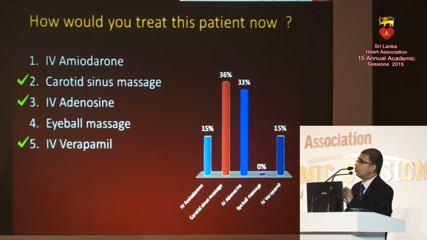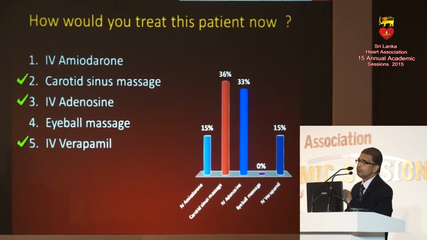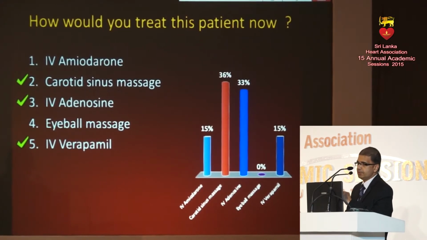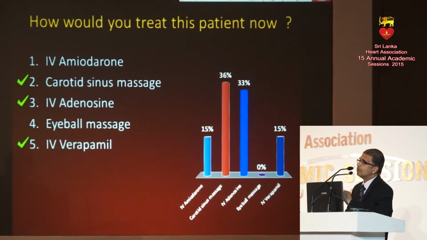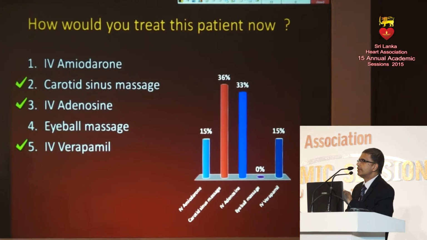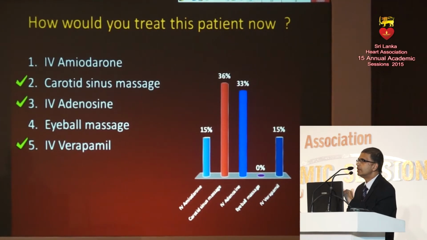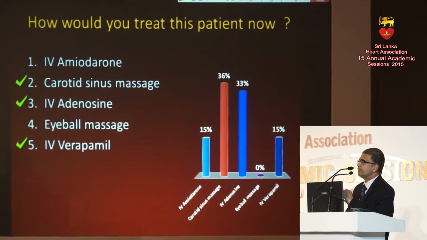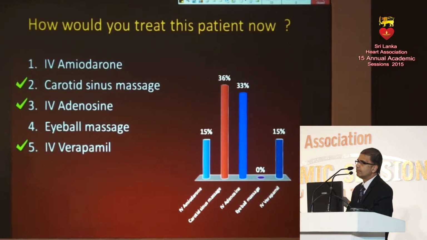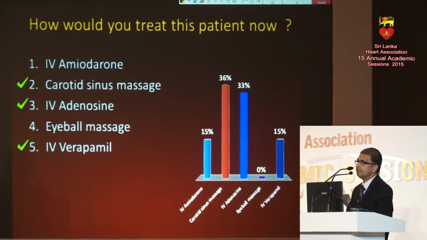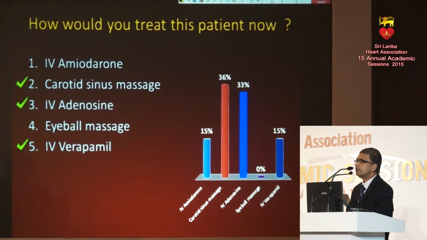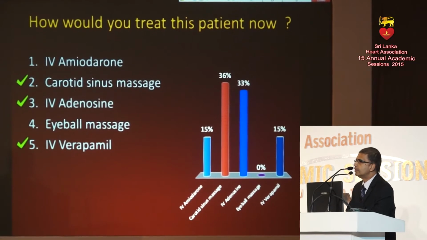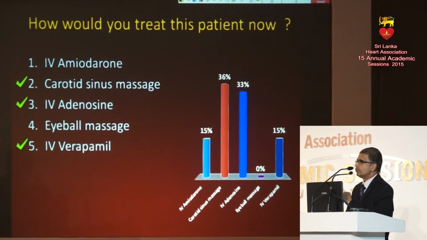Certainly, nobody will fault you if you say that you want to give some IV adenosine, or in the absence of adenosine, IV verapamil. Now, IV amiodarone is certainly not the first line of treatment as far as we are concerned, because we think that it's easily terminated with other maneuvers and IV adenosine and verapamil. So unfortunately, we know that in this country, IV amiodarone is the first line of treatment for any arrhythmia. So I think we should probably get away from that practice.